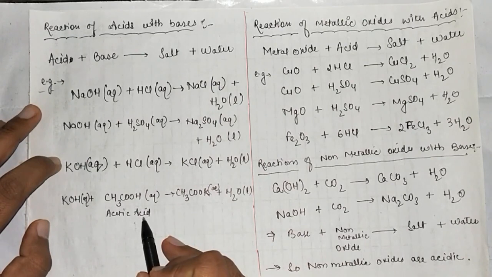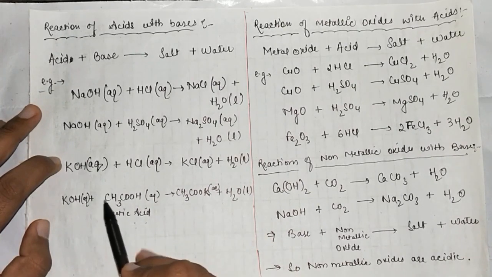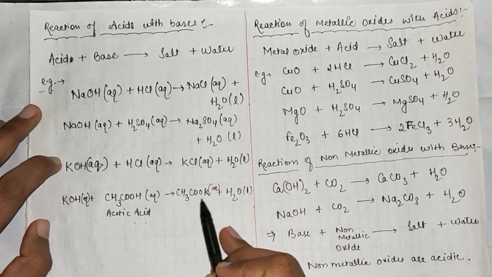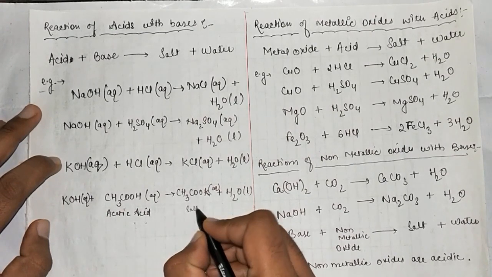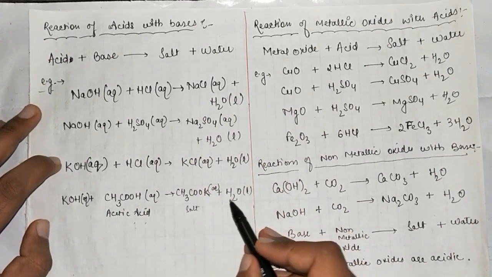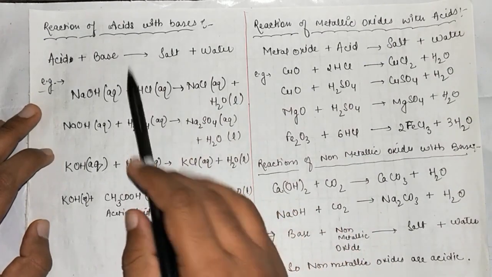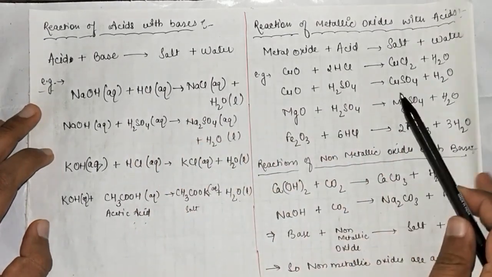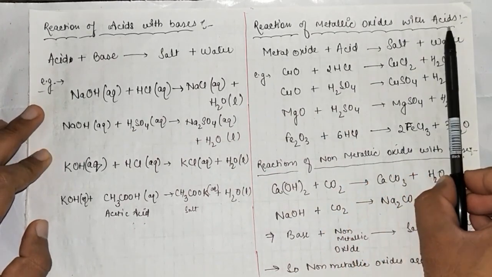It is found in vinegar also. Okay, so as this reacts with KOH, it forms CH3COOK. CH3COOK is a salt, called potassium acetate, plus water. So these are the reactions of acids with bases. Then we will come to the reaction of metallic oxides with acids.